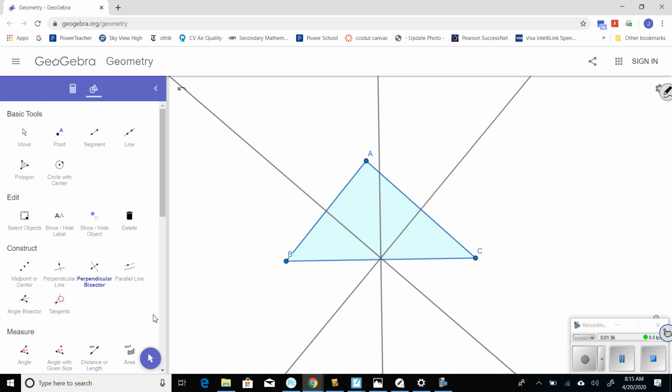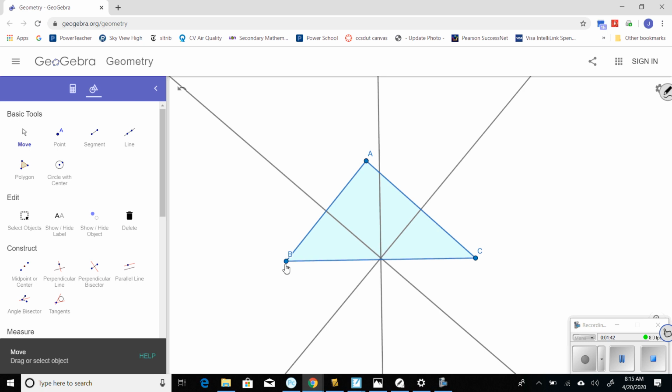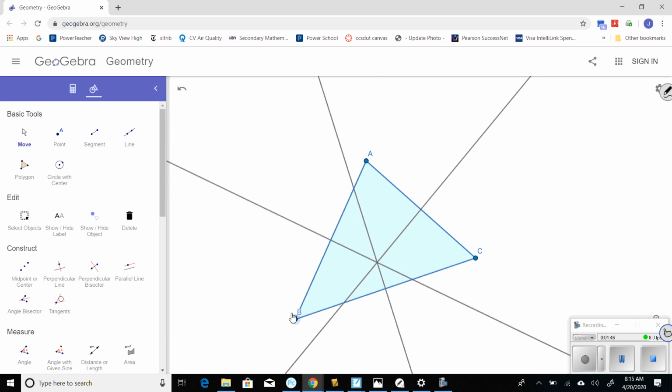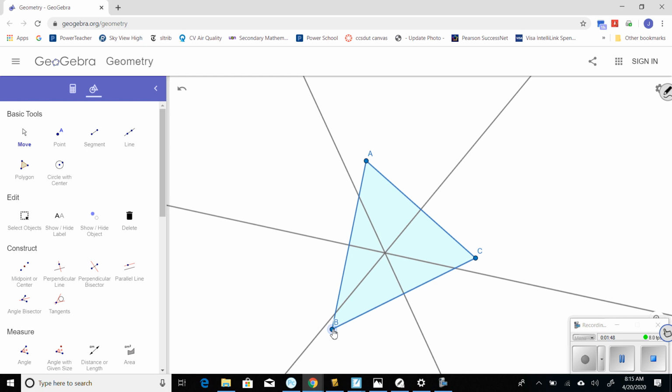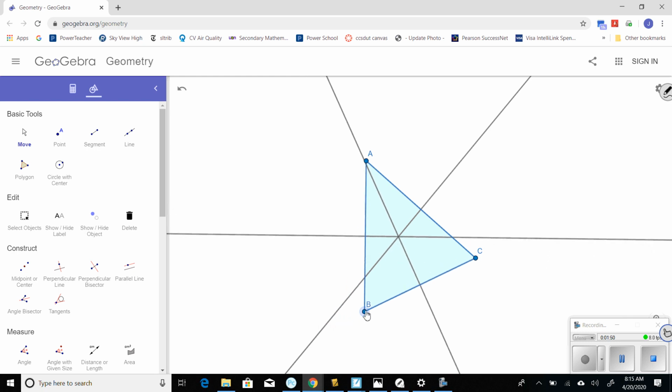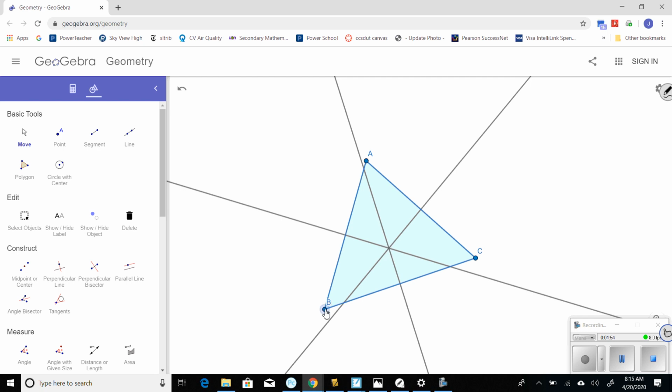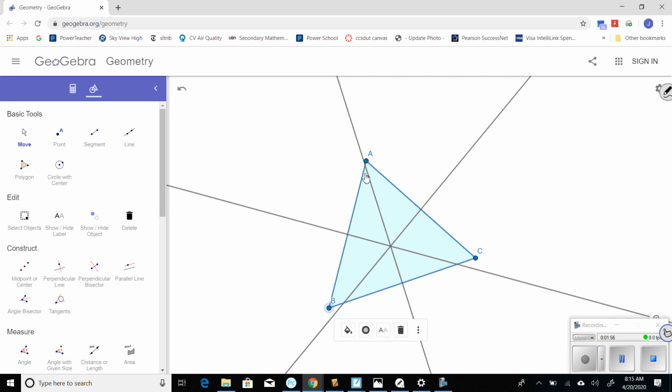And what we should find, like the next one of the questions asked is, was it concurrent? Concurrent means, do all three perpendicular bisectors cross in the same spot? And you can see that they do. And I can move my triangle around, and you can see that no matter where I move it, it's going to be in the same spot. Now, interestingly enough, this is an acute triangle. All angles are less than 90 degrees. If I make it an obtuse triangle, we're going to see what happens.